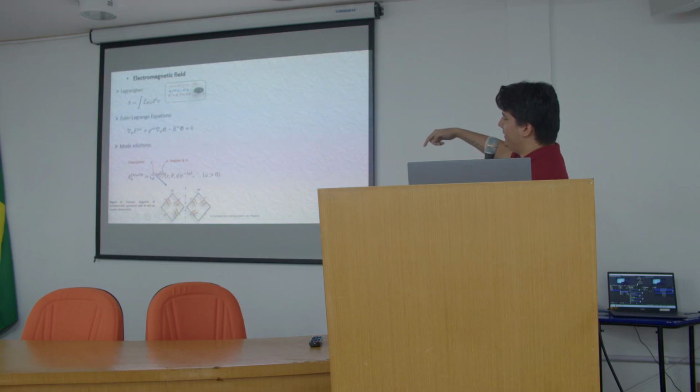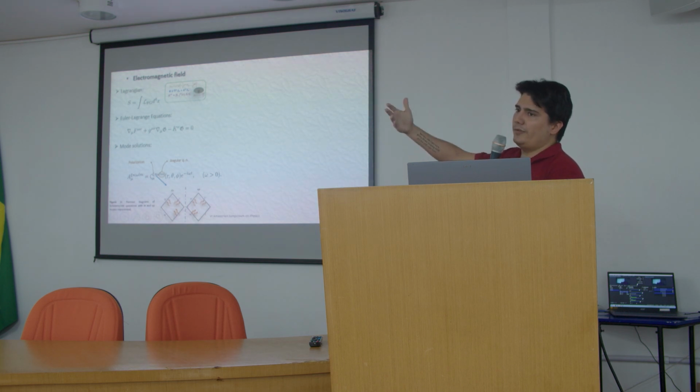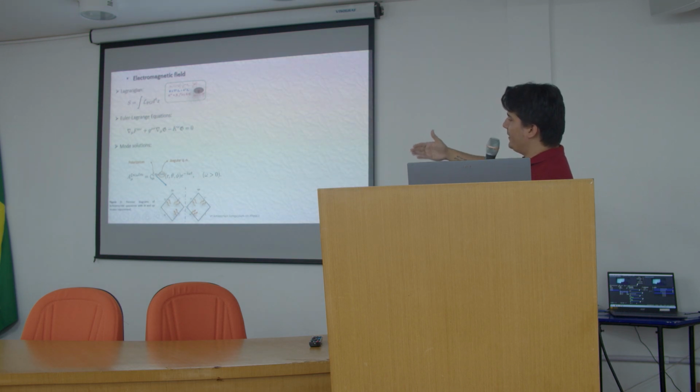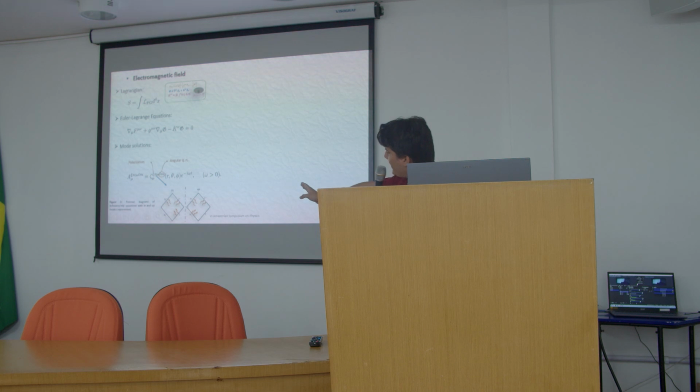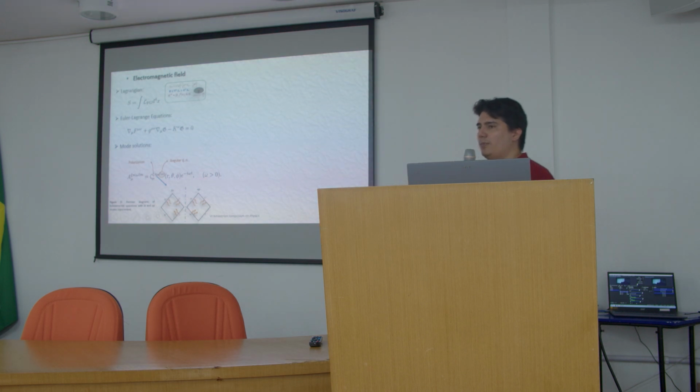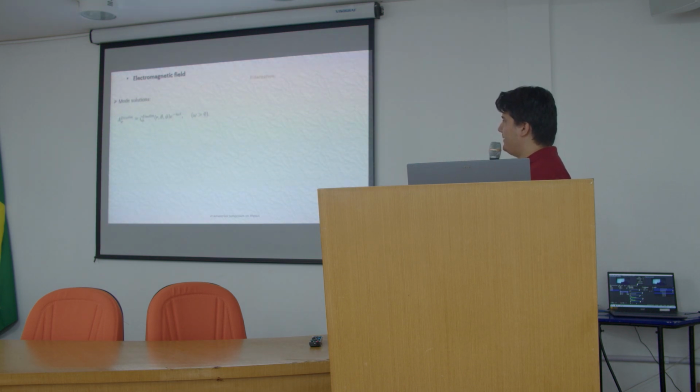You have one that we call the in modes. The in modes are purely incoming from the past null infinity. I don't have a pointer here, but they are the modes that are represented in the left part of the figure. But you also have what we call the up modes. The up modes are the ones that are purely incoming from the past horizon, or from the white hole horizon. And with those modes in mind, you have these mode solutions.